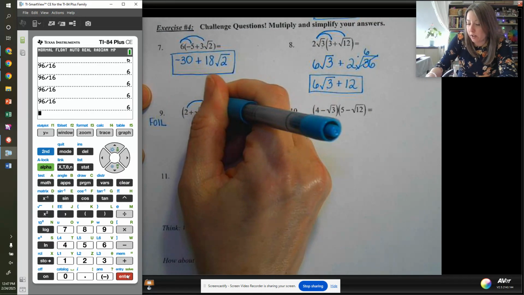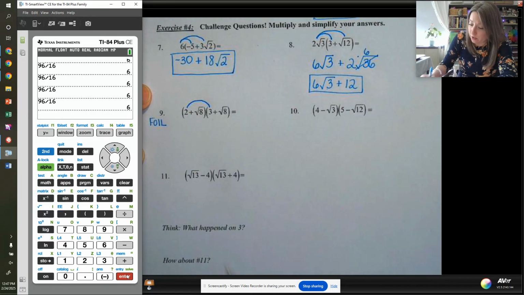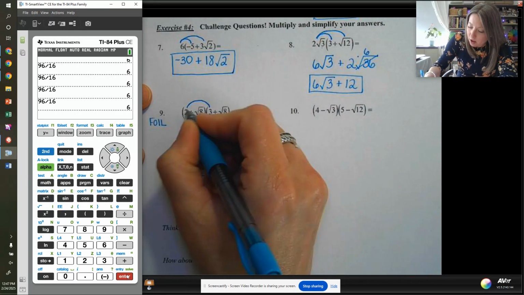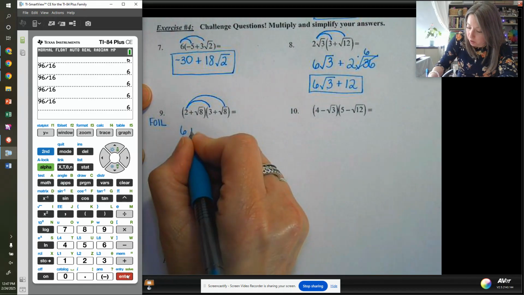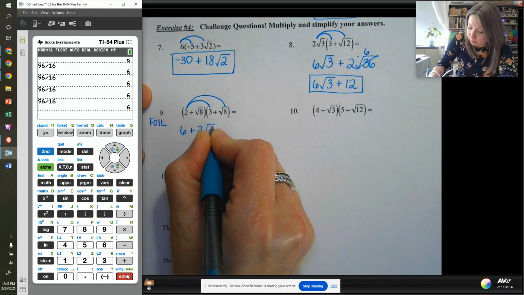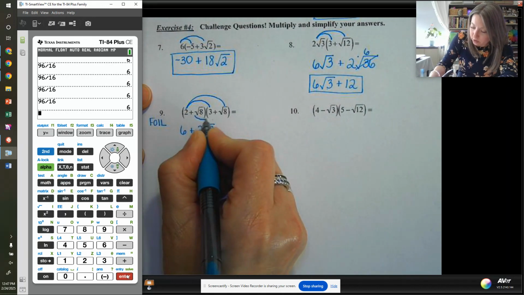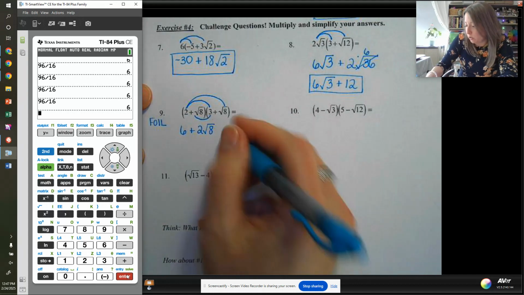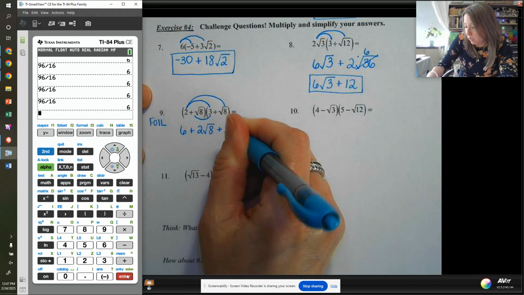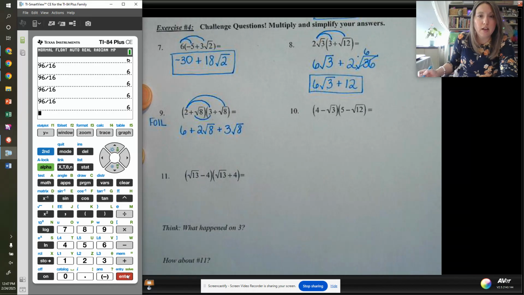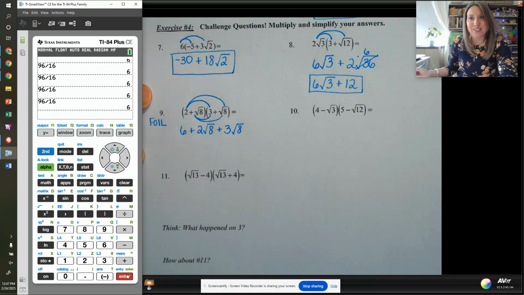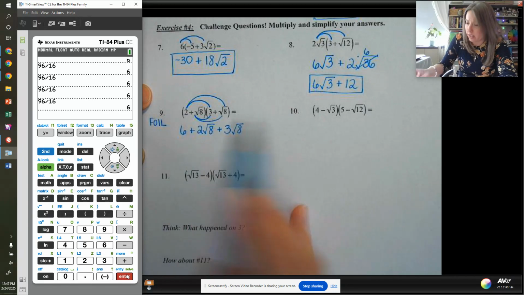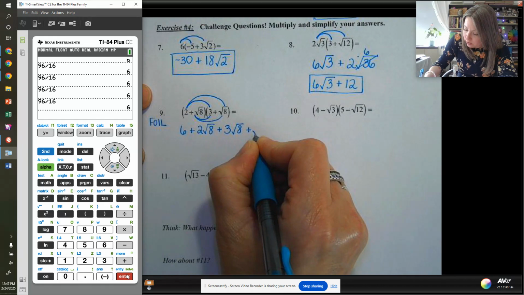When we FOIL, it's first, so the first 2 multiplied together, we get 6. Outers multiply together. 2 times radical 8 is plus 2 radical 8. Inners, 3 times radical 8 is plus 3 radical 8. And lasts, there's your FOIL, even when it's not necessarily just x's involved, right? Radical 8 times radical 8 is a plus radical 64.